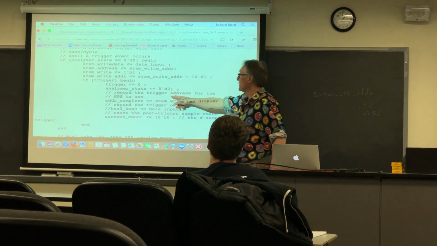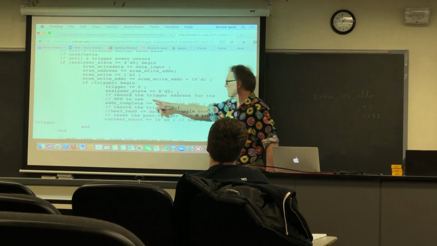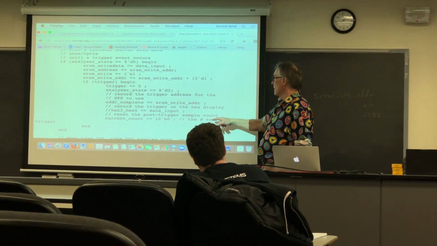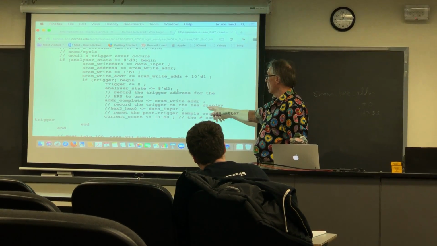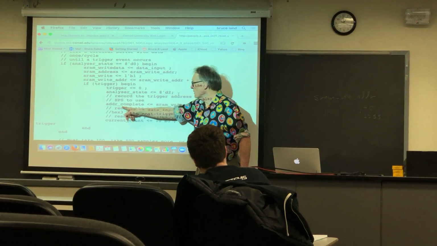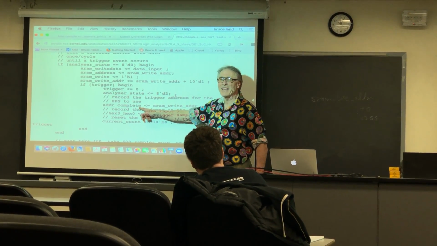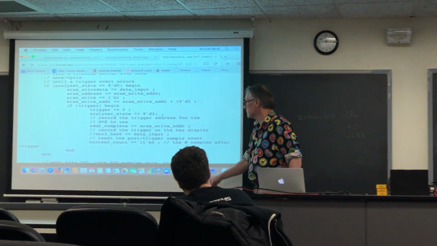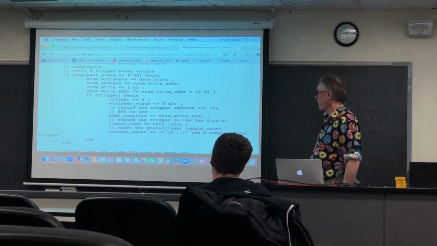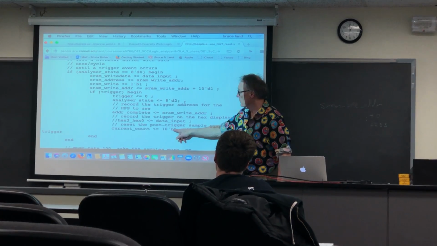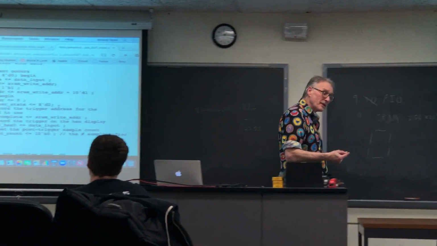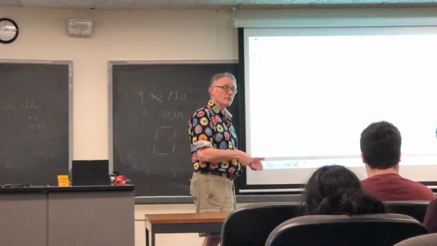If the trigger happened, we're going to immediately reset the trigger. We're going to go to a different analyzer state. We're going to take the current write address and put it into a location where the HPS can find it. Set the current count to 0 because now we want to count to a number specified by the HPS for the number of samples after the trigger.